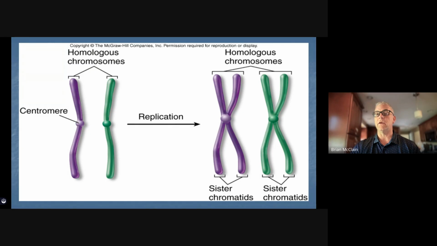The purple and the green have the same genes on them, but they are not identical. And obviously, your parents are not identical. So the coding between the purple one and the green one is going to be slightly different, which gives us our variations. But if there's a particular trait that's covered on the purple one, it's covered on the green one as well.